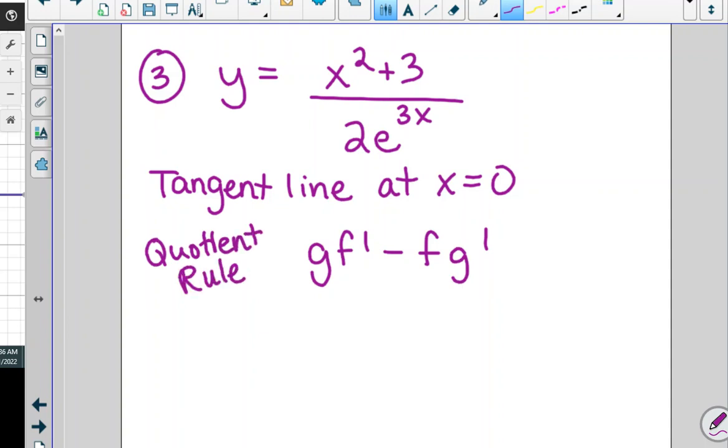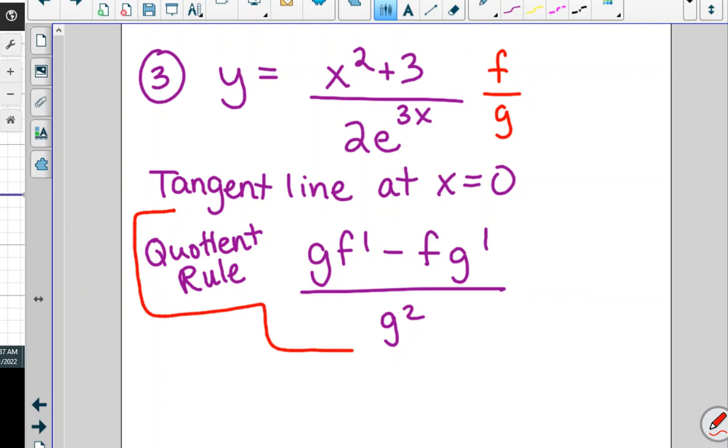So quotient rule again: g f prime minus f g prime over g squared. When we do the quotient rule to find the derivative, that is me looking at this as the numerator being f and the denominator being g. Some people think about it as high and low, and you start down low, so you start with the 2e to the 3x. You start with the denominator times the derivative of the numerator, minus the numerator times the derivative of the denominator, subtraction instead of addition, and then over the g squared.